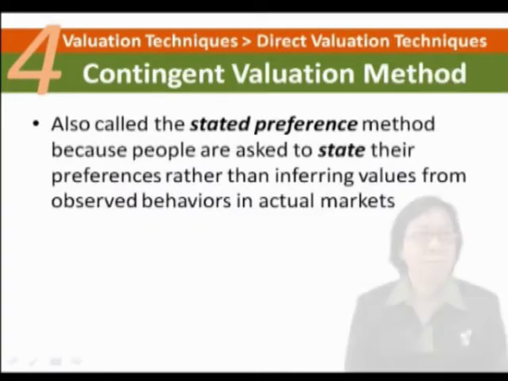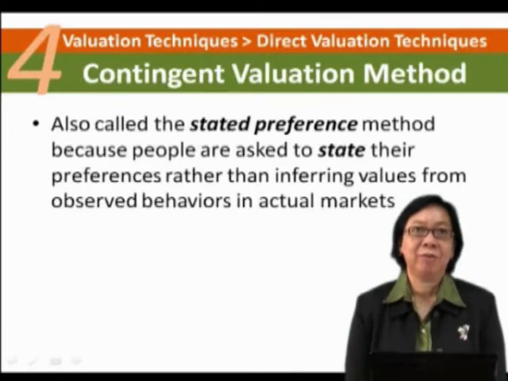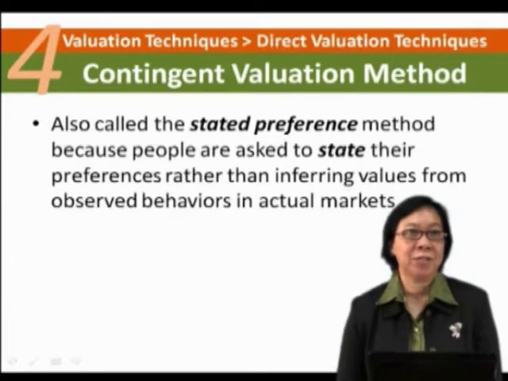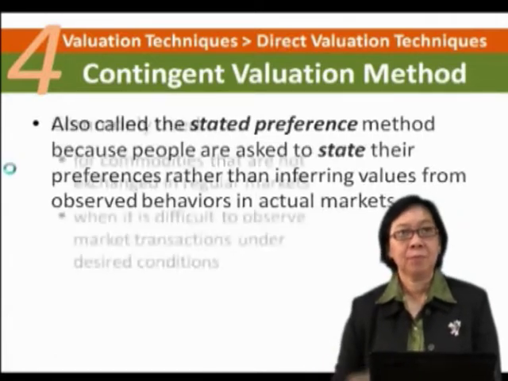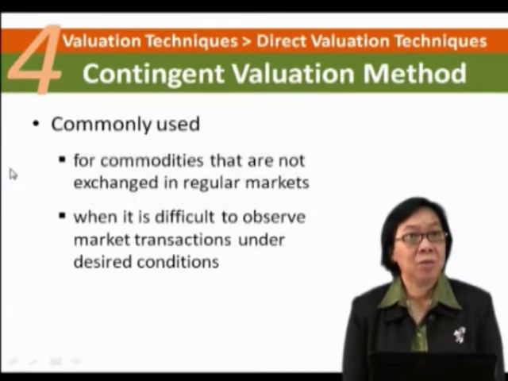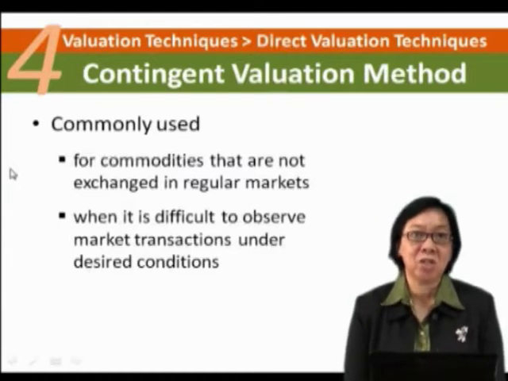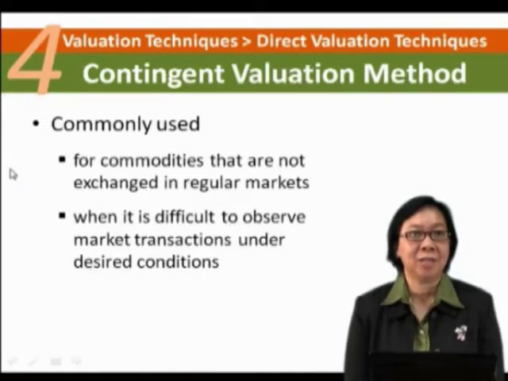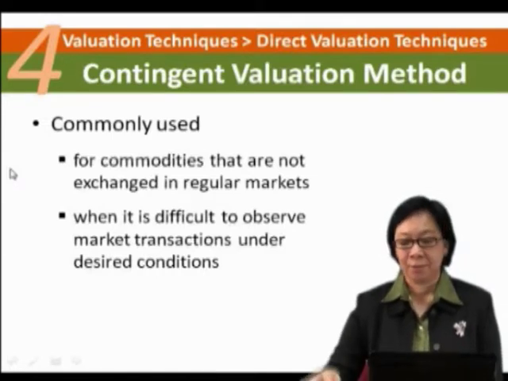The contingent valuation method is also called the stated preference method because people are asked to state their preferences rather than inferring values from observed behaviors in actual markets, such as what we do in the travel cost method. It is commonly used for commodities that are not exchanged in regular markets or when it is difficult to observe market transactions under desired conditions.